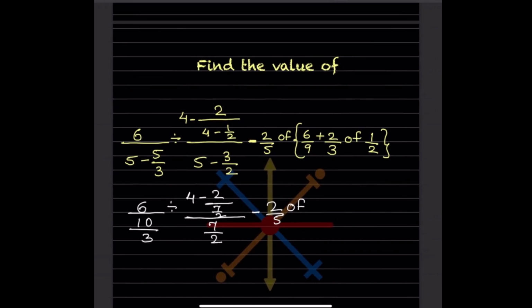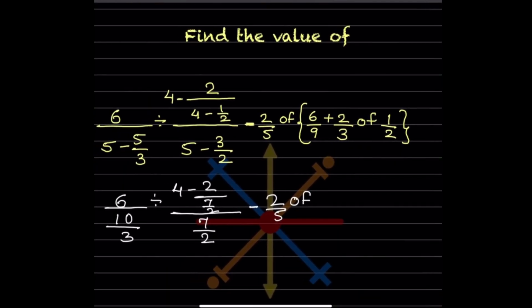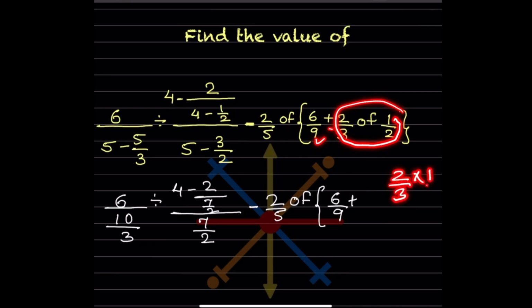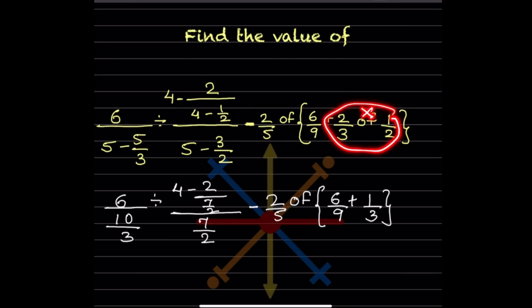So now, this is going to be 6 by 9 we'll write as it is, plus as it is this one. Because now this part is of. So that means 2 by 3 of means multiplication into 1 by 2. So that is going to be this and this will get cancelled. So that is going to be 1 by 3. So this is going to be 1 by 3 for this part, because this of is multiplication. So this and this gets cancelled.